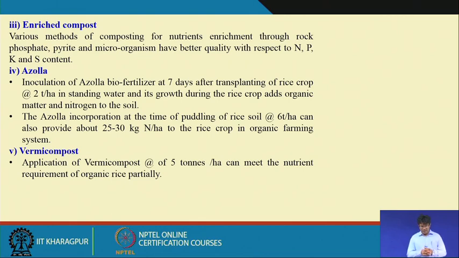However, especially for rice crops, the integrated organic and chemical 50-50 has given the best result in experiments as compared to only organic. By integrating chemical and organic fertilizer, you can minimize the requirement of vermicompost at the beginning of organic farming. Later on, when the soil gets built up, maybe after 10 years of continuous application, you can minimize the use of chemical fertilizer and depend completely on organic fertilizers for rice production.